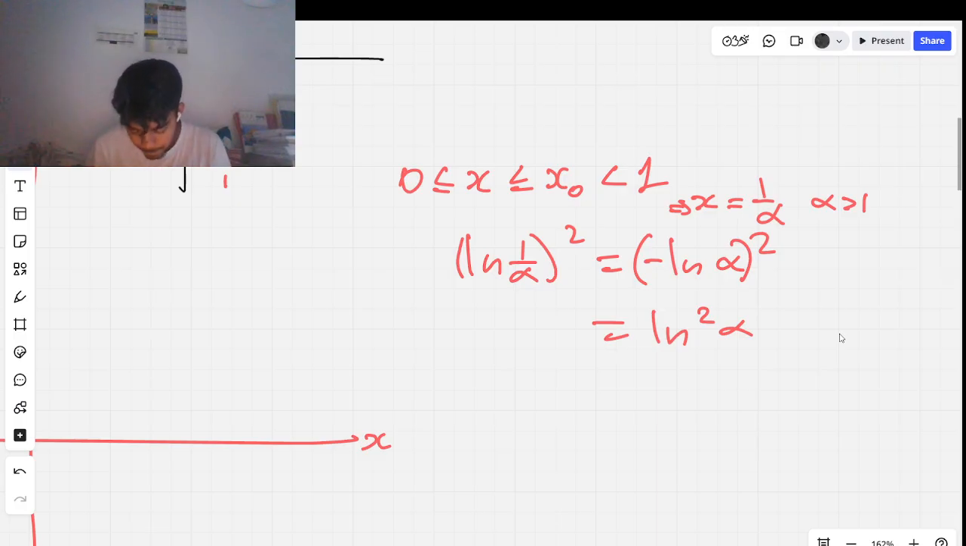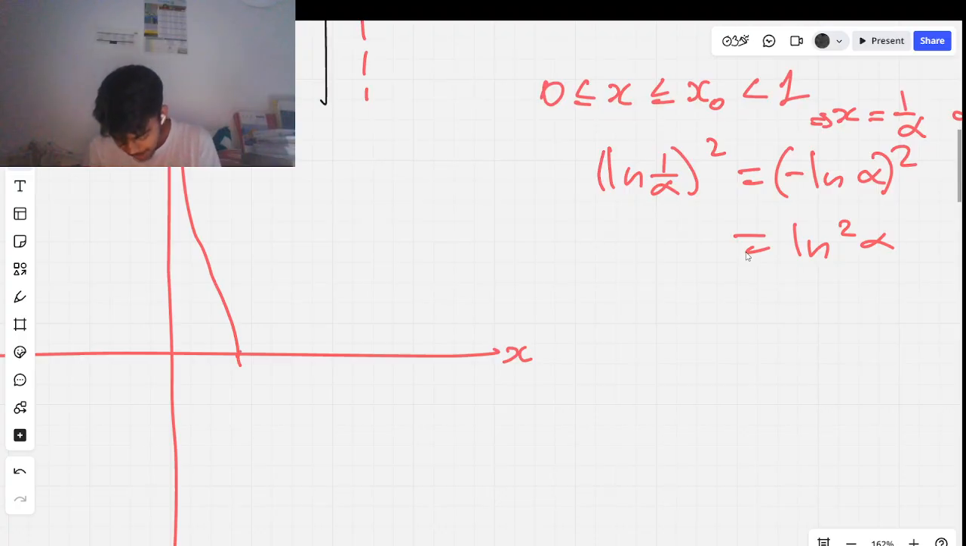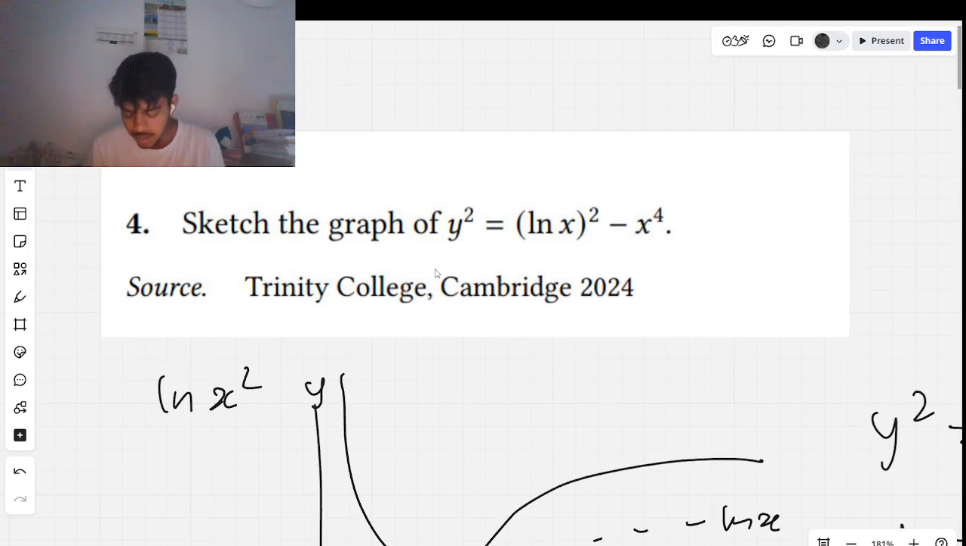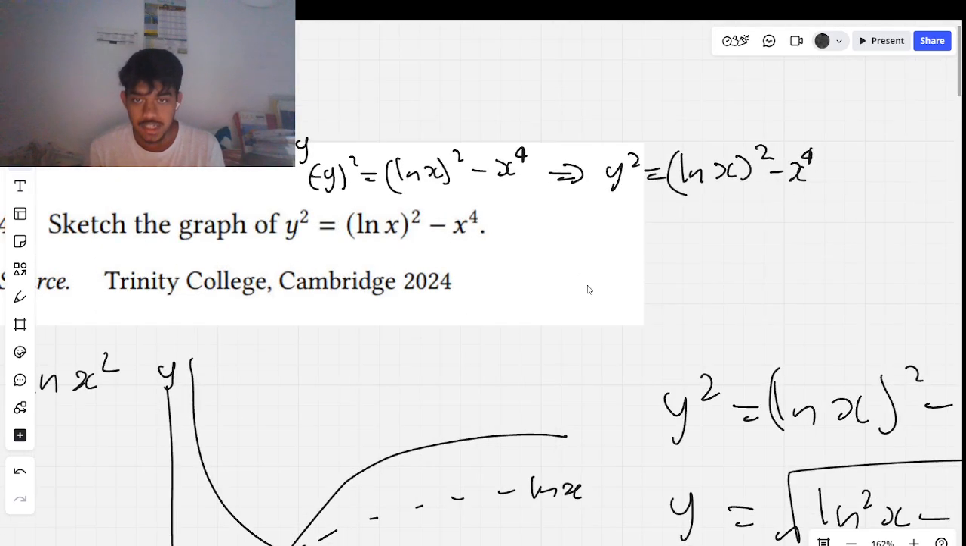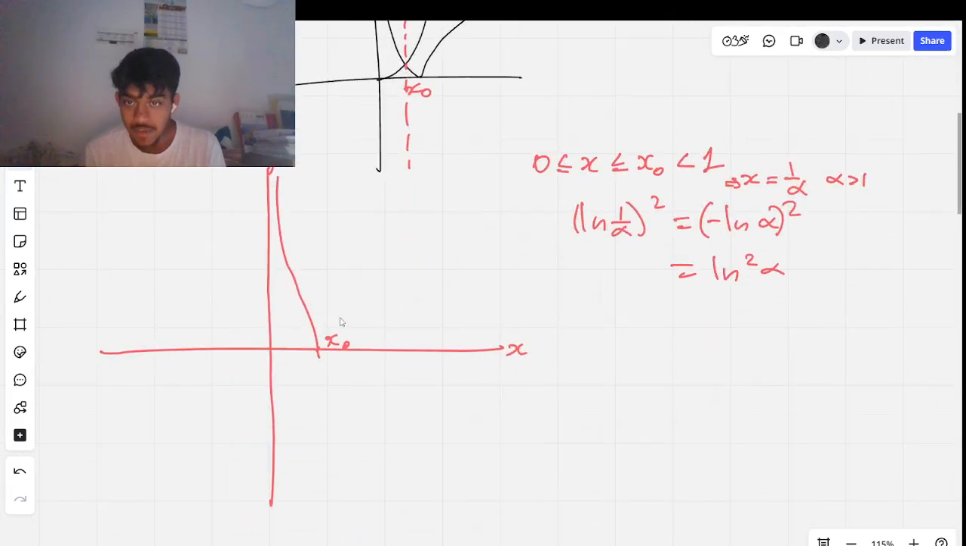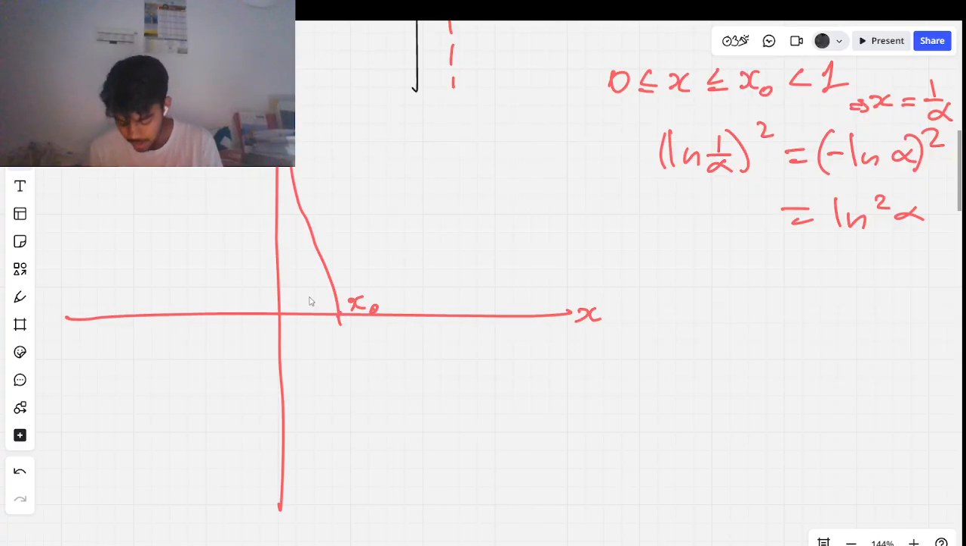So, how can I say this? My graph is going to look something like this, where this is my x naught, which is my maximum point. And now, if you notice, if I substitute minus y, I get minus y squared is equal to ln x squared minus x to the 4, which is the same exact thing. What this implies is that my graph has a symmetry in the x-axis. So if I know what happens above the x-axis, I know automatically what happens below the x-axis. So I can determine that this is how my graph is going to continue to look.